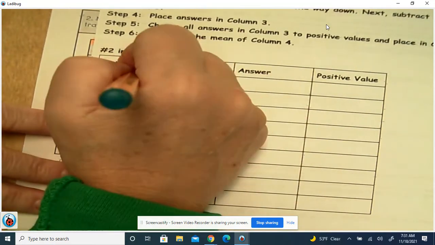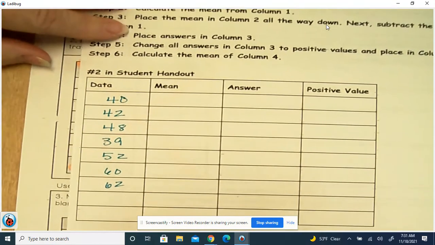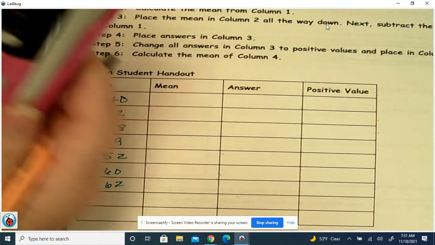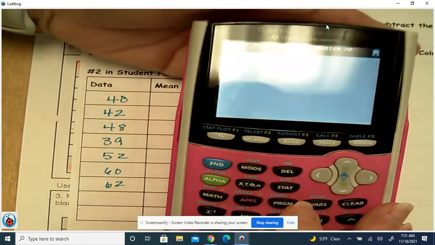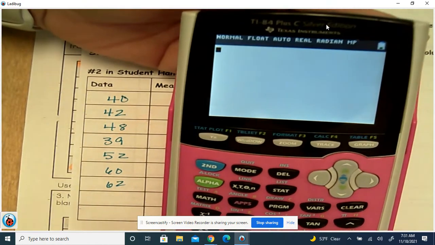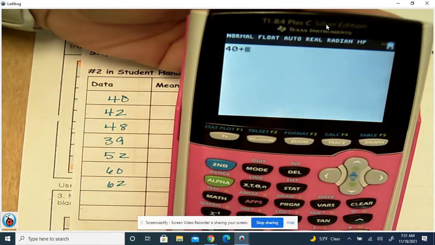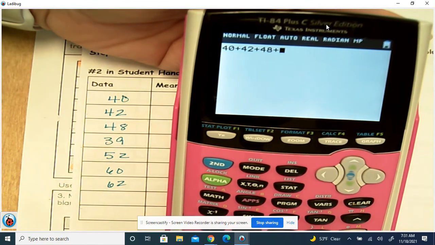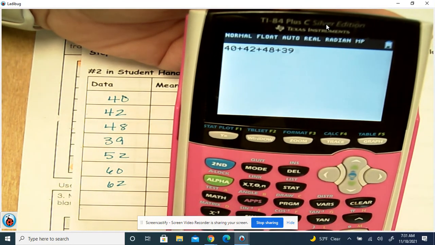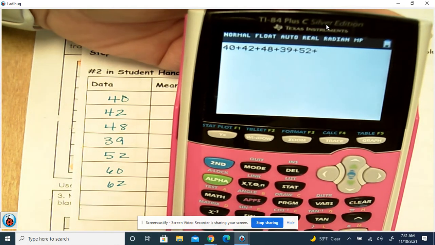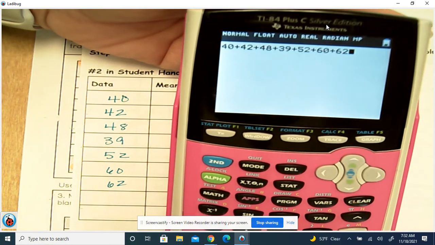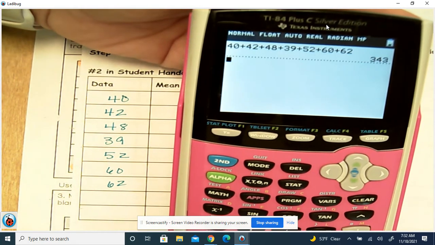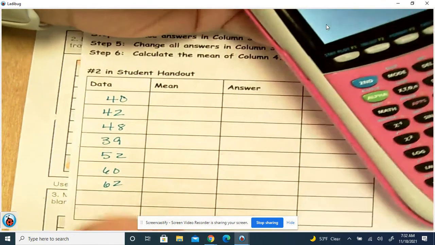And I didn't put 39 at the top, but with this it's okay unless you're finding the median, and we don't. So we're going to add these up on the calculator. So we've got 40 plus 42 plus 48 plus 39 plus 52 plus 60 plus 62. That's 7 numbers. And we add those up, we get 343.